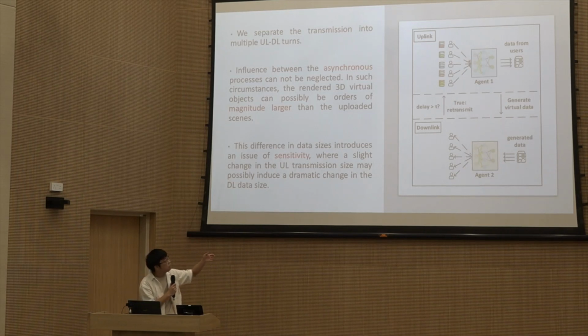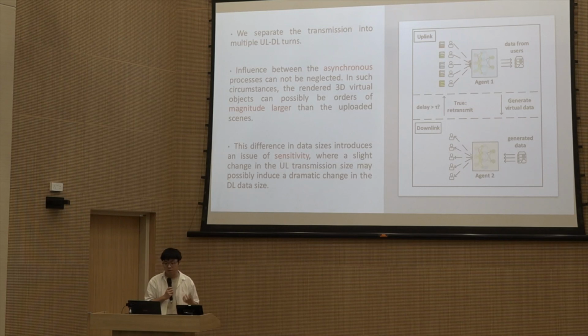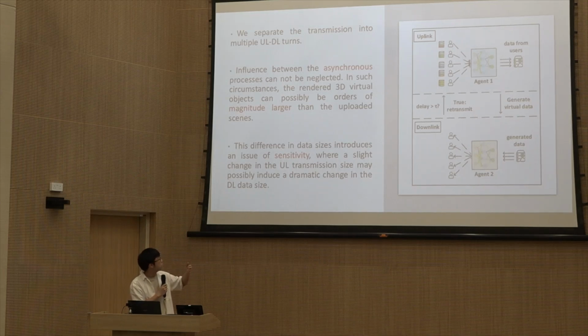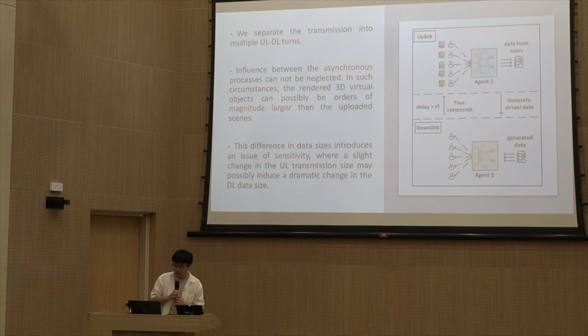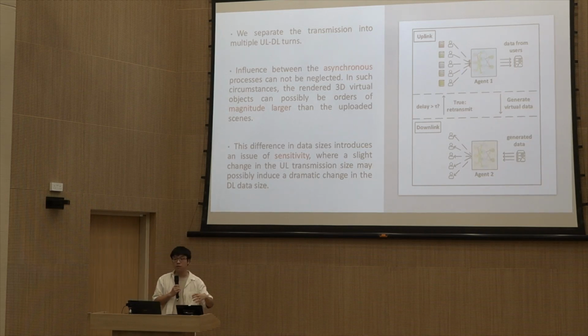So maybe we separate this whole transmission into multiple turns. Each turn will have an uplink stage and a downlink stage. So the influences between the asynchronous processes cannot be neglected, because in such circumstances the rendered 3D virtual objects can possibly be orders of magnitude larger than the uploaded scenes. The differences in these datasets introduce an issue of sensitivity, where a slight change in the uplink stage may possibly induce a dramatic change in the downlink datasets. This is very harmful to the reliability of the whole system.